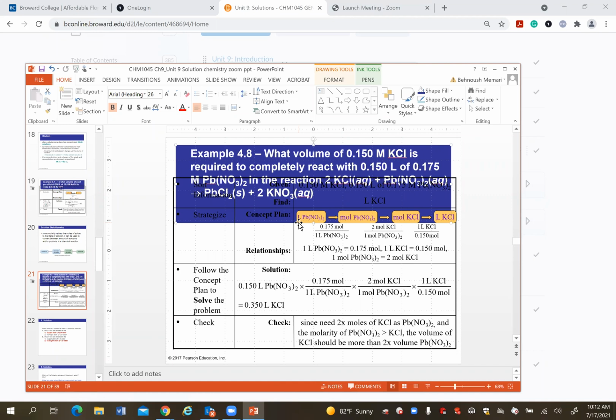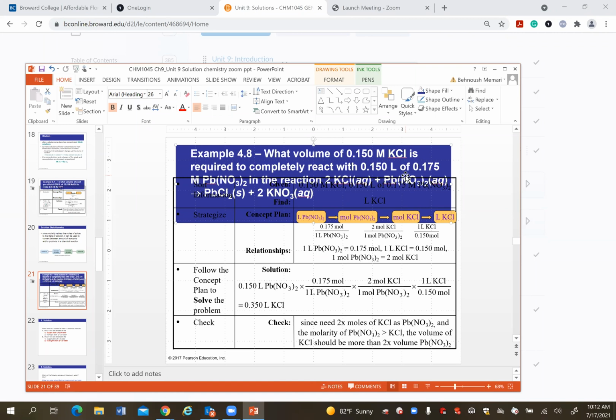Okay, so let's look at this problem together. What volume of 0.15 molar KCl is required to completely react with 0.15 liter of this molar lead nitrate in the reaction? So we have to look at the balanced equation and what is given to us.